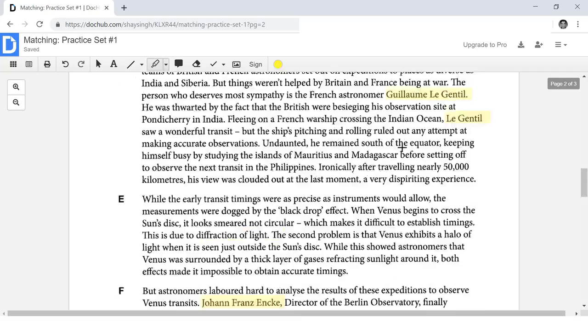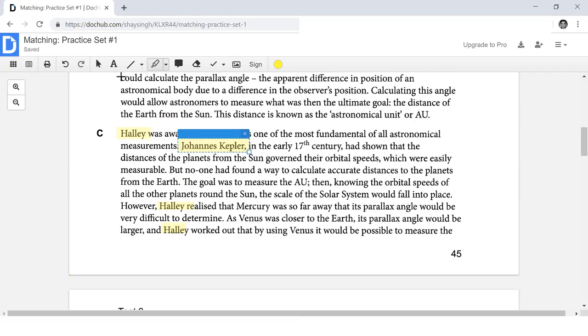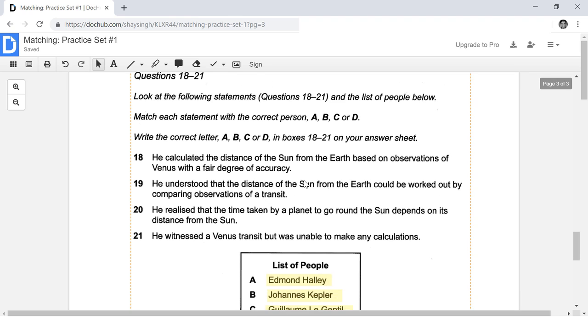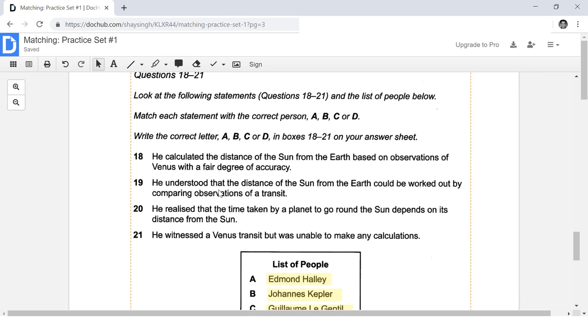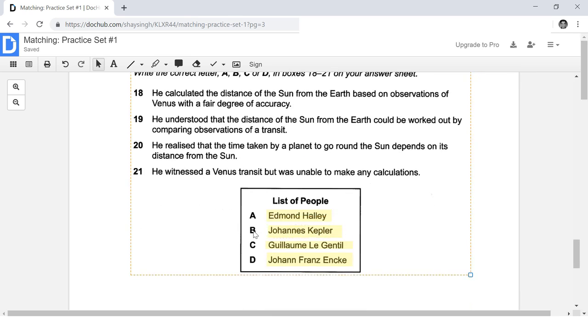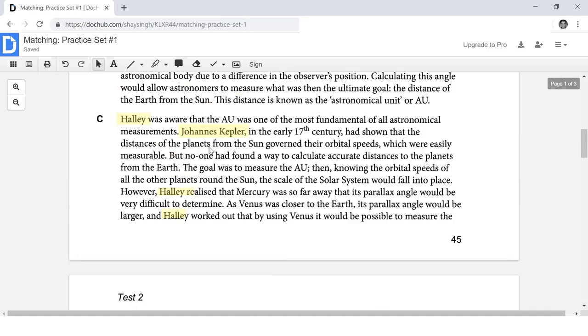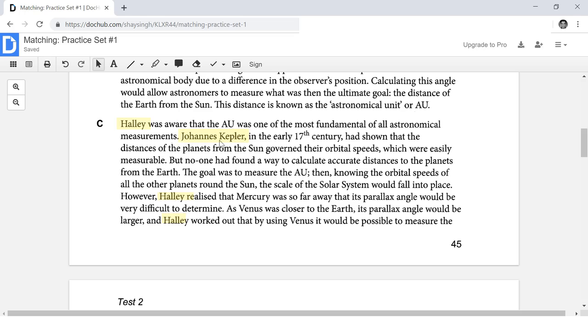So here we go. Let's start off with Johannes Kepler. Let's see what it says. So it says Johannes Kepler in the early 17th century had shown that the distances of the planets from the Sun governed their orbital speeds, which were easily measurable. So let's come down here and let's see which question matches up with this answer choice? Which question matches with the language that we find in this sentence about Johannes Kepler?